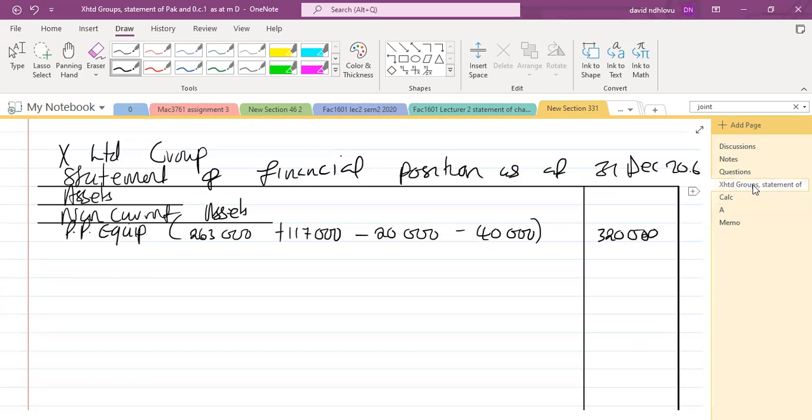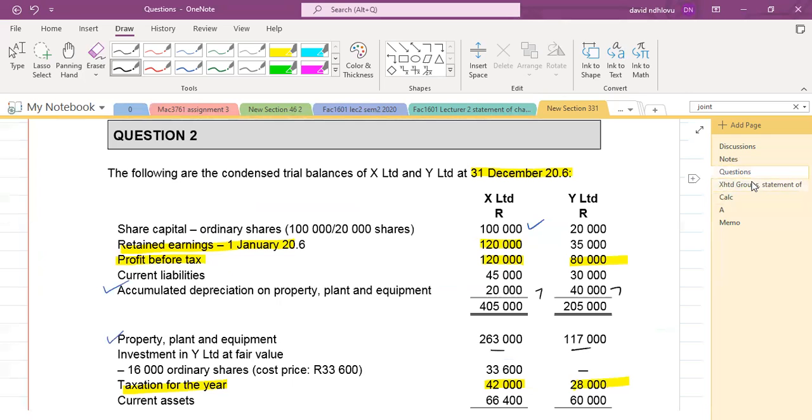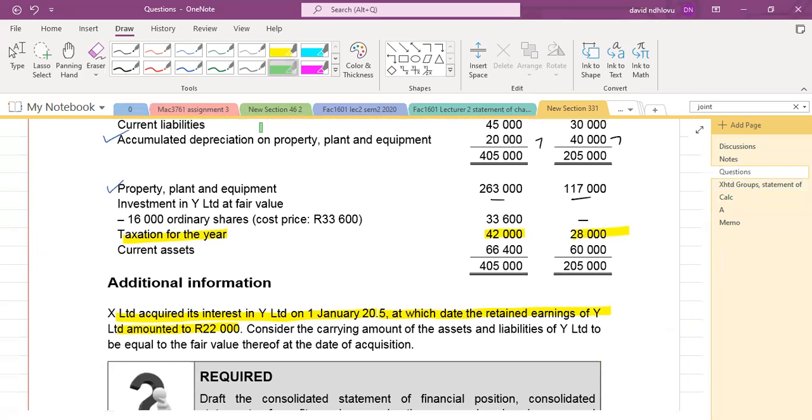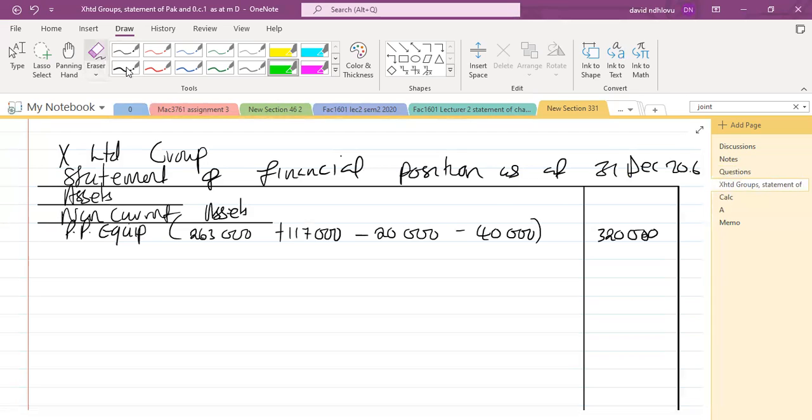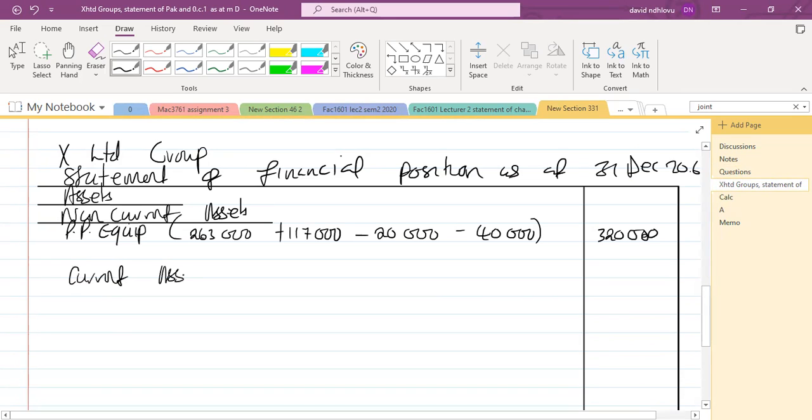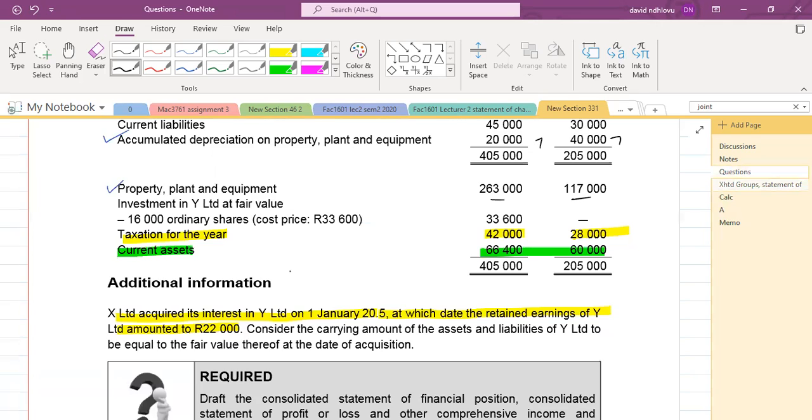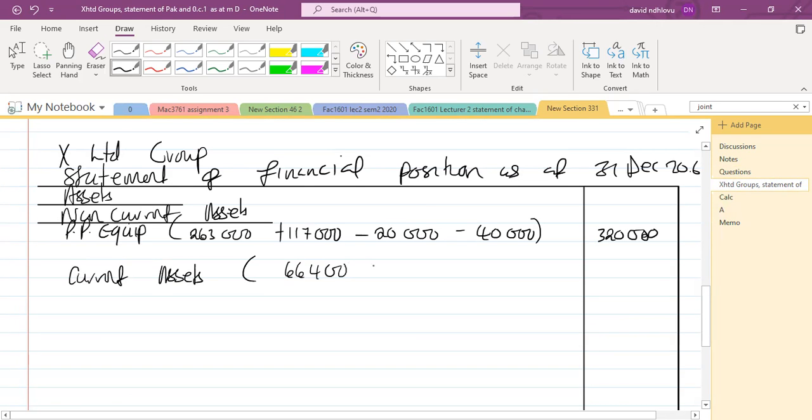Right, from there, we then check if there were any other non-current assets. There were none. Then we go to the current assets. The current assets were not individualized, we were given a total. We simply add the two. So just say current assets, in which we add a value of 66,400, and 60,000 there. So if you say 66,400 plus 60,000, you are going to get a value of 126,400.